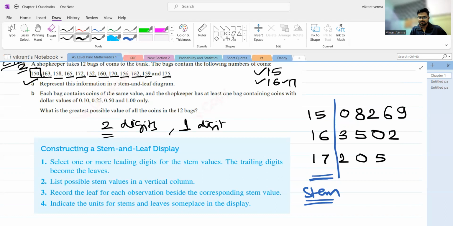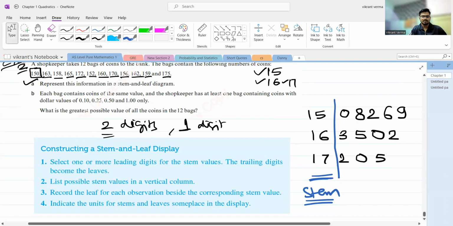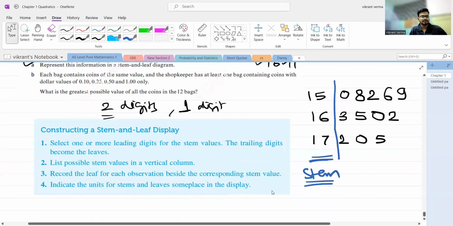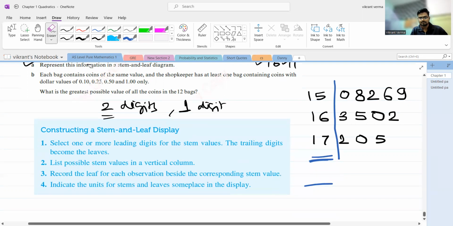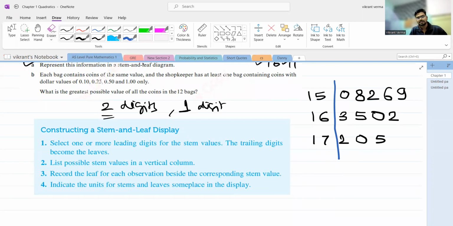So I have pretty much covered all the steps. Now, all the information that was given in the row, we can see in this stem and leaf diagram. But there is one more thing that we need to write here. In order to read this, we must provide a key, for the next person who will be reading these data points.